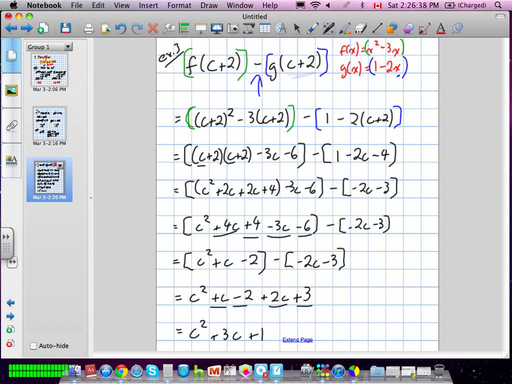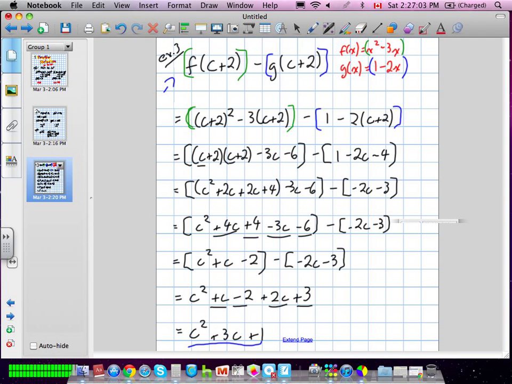So in our green one, we figured out our f at c plus 2. Our blue one, we figured out g at c plus 2. Once we got the brackets, this is what we got. This is f at c plus 2, that's the answer to that. And this is the answer to g at c plus 2. We then subtracted the both of them. And once we subtracted and collected like terms, this is what we determined was our answer for this original question.